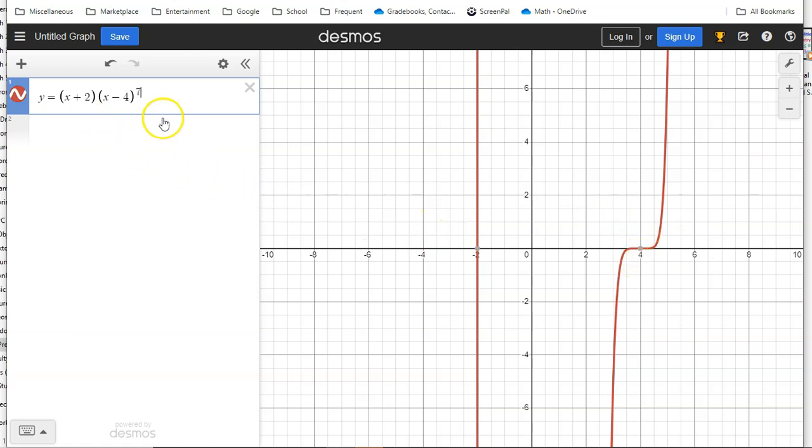So for odd multiplicity, yes, the graph passes through the corresponding 0. But there is a difference between multiplicity 1 and all of the other odd multiplicities. Multiplicity 1, the graph goes straight through. Any other odd multiplicity, the graph has a point of inflection.